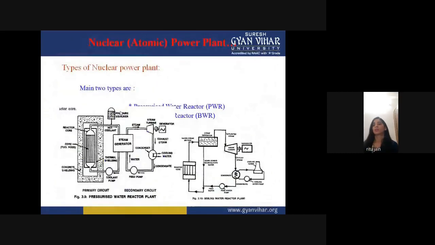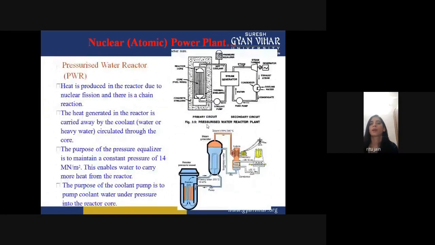So we come to the different types of nuclear power plant, which are divided into two main parts. One is the pressurized water reactor plant, and the other is the boiling water reactor plant. In short, you can represent them as PWR, which is the pressurized water reactor plant, and BWR, which is the boiling water reactor plant. Okay, so what is a pressurized water reactor plant?